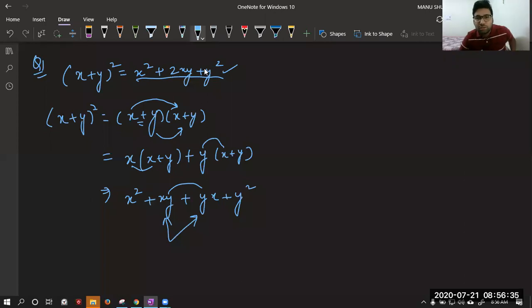Okay, now you saw, na? So they can be added. They can be added because they are like terms. Hence, it becomes x square plus 2xy plus y square, and we have got the formula. All of you, now is it clear to all of you? Is it clear?